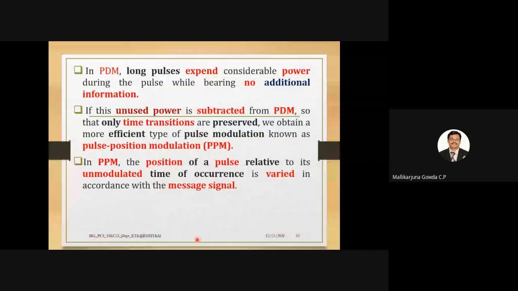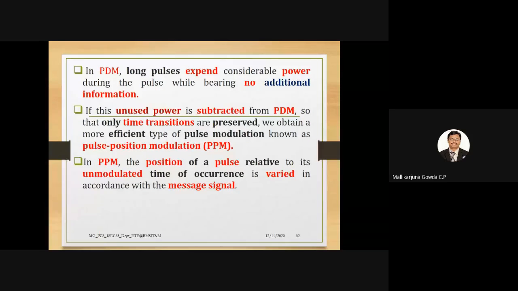Okay, so whatever I said in the previous slide has been told here in words. In pulse width modulation, or pulse duration modulation, both are the same. The long pulses expend considerable power during the pulse while bearing no additional information. That is the drawback of pulse width modulation. If this unused power is subtracted from the PDM, only time transitions are preserved, so we obtain a more efficient type of pulse modulation known as pulse position modulation.